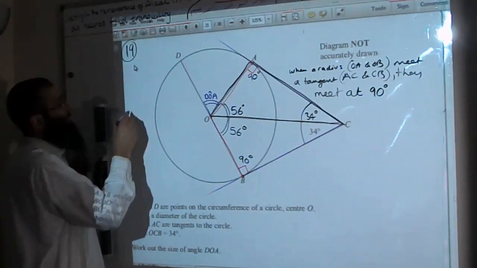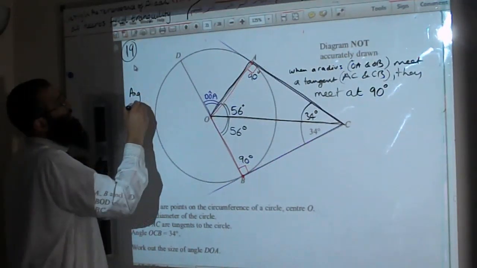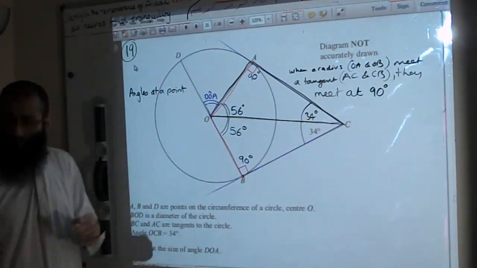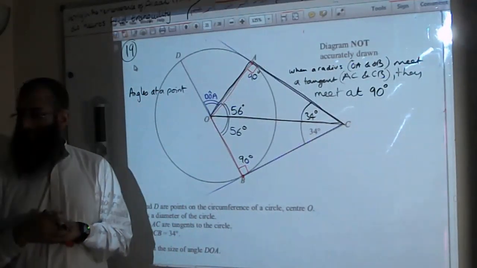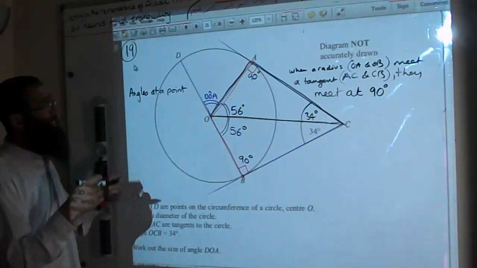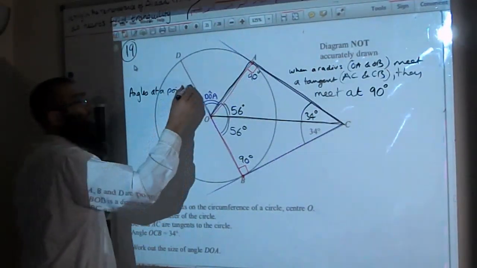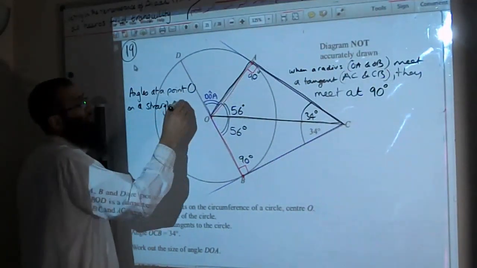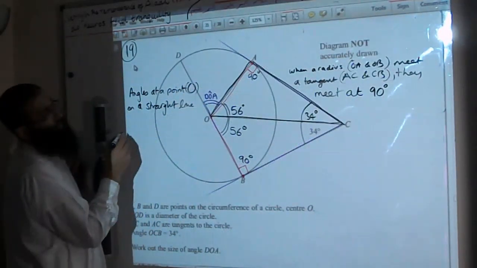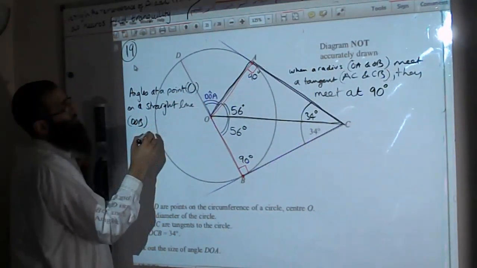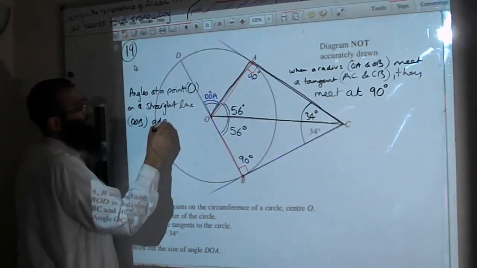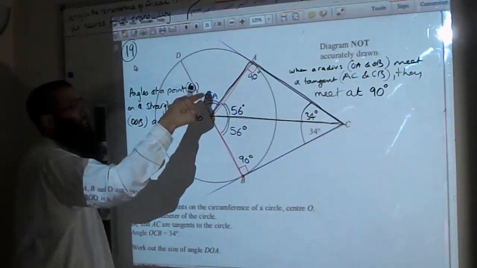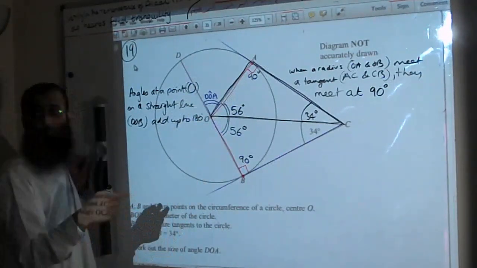Now, can we now work out DOA? So we can say now, here's my second statement. Angles at a point. That's the key word here, folks. Angles at a point. So you need to stop writing down angles on a straight line. That's not mathematics. Angles at a point, which is this one here, at a point O on a straight line. Straight line is DOB. Okay, angles at a point on a straight line add up to, what does it add up to? 180.